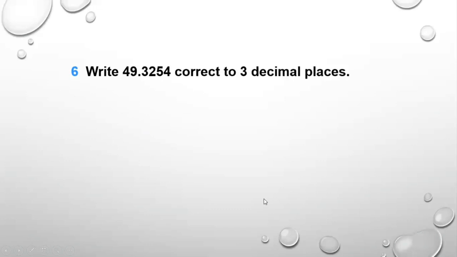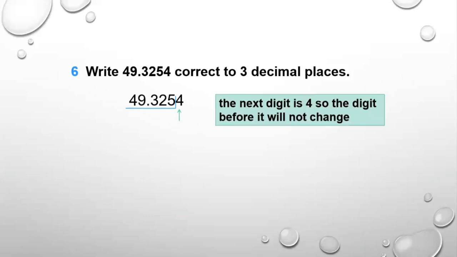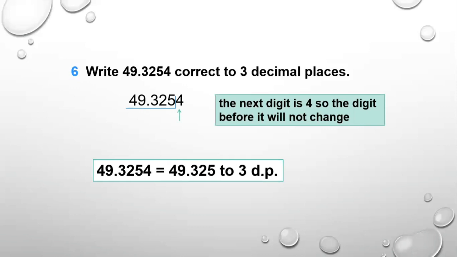Okay, now children, try this one. Write 49.3254 correct to 3 decimal places. Now remember, when it is to 3 decimal places, we look for the 4th decimal place. Okay, we make a bar between the 3rd and 4th decimal place. The next is 4, which is less than 5. So what will happen? There won't be any change in the previous digit. And the answer is very easy. So the answer rounded up to 3 decimal places is 49.325. Very good.